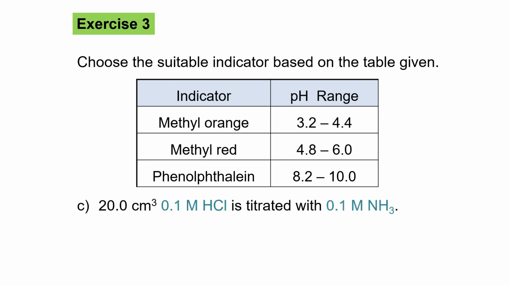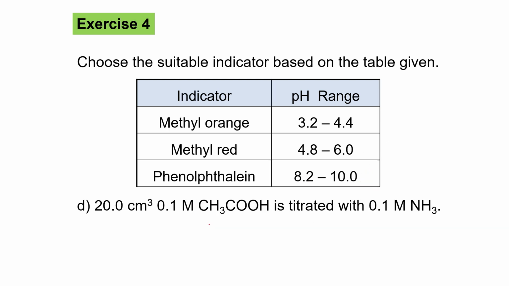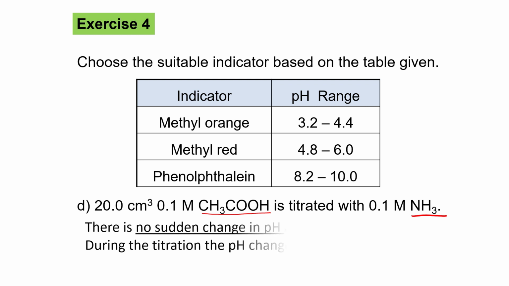Okay, the next one ialah titration between strong acid HCl dengan weak base NH3. So untuk strong acid dengan weak base, pH range 3 to 7. So the most suitable indicator, so yang mana antara 3 to 7. So ini okay, dalam range 3 to 7. So this one pun okay. So phenolphthalein out of range, so tak boleh. Titration between weak acid CH3COOH and weak base NH3. So untuk ni, kedua-dua yang weak ni tiada sudden change in pH, so tak ada pH range. So semua pun tak sesuai digunakan.